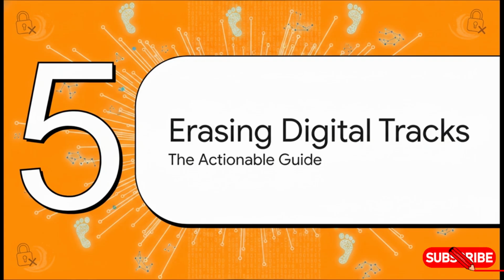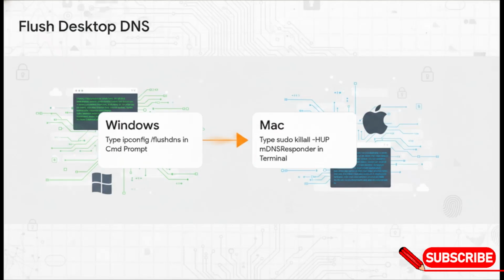On to Section 5. Erasing your digital tracks, the actionable guide. All right, we've seen where the data lives. Now let's talk about how to obliterate it. To actually wipe your computer's DNS cache, you have to flush it manually. Windows users, go back to that administrator command prompt and type ipconfig /flushdns. Mac users, open terminal and type sudo killall -HUP mDNSResponder. Running these commands completely clears out that temporary address book we talked about earlier, totally wiping the local record of your incognito traffic.